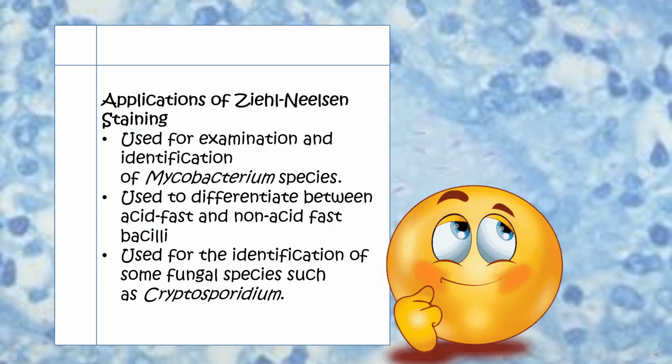Applications of Ziehl-Neelsen staining. Used for examination and identification of Mycobacterium species. Used to differentiate between acid-fast and non-acid-fast bacilli. Used for the identification of some species such as Cryptosporidium.